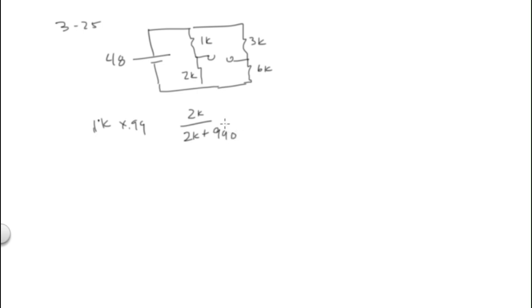990 ohms times 48. So that gives me my value: 2000 divided by 2990 times 48, and that gives me 32.107 volts. And the 6/9 gives me my 16. So my maximum voltage VAB is 16.107. That's my maximum voltage.